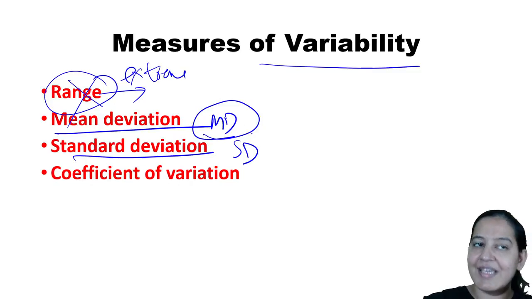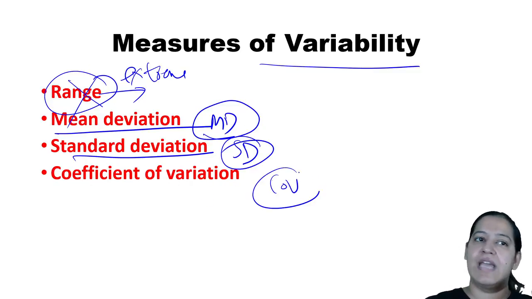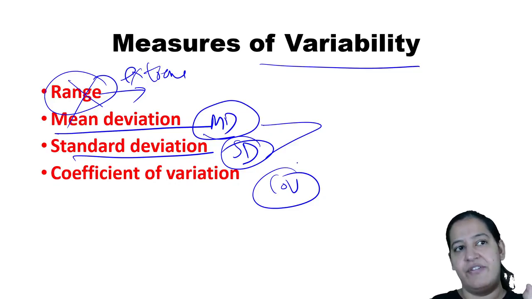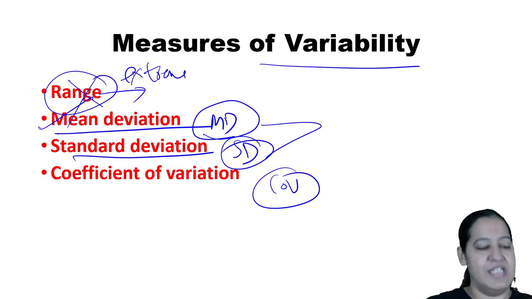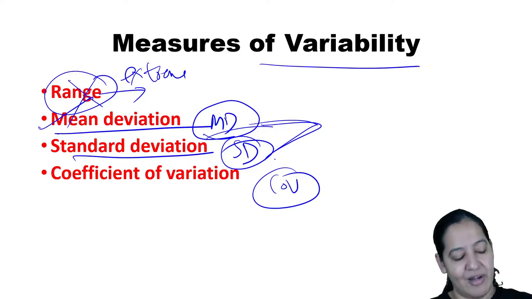First, how to calculate mean deviation, then how to calculate standard deviation. Coefficient of variation is again easy. These two are tough, again I am saying these are tough. So I'm starting with the second one, mean deviation. If you calculate mean deviation and add one more step, you get standard deviation. So mean deviation and standard deviation are related to each other.